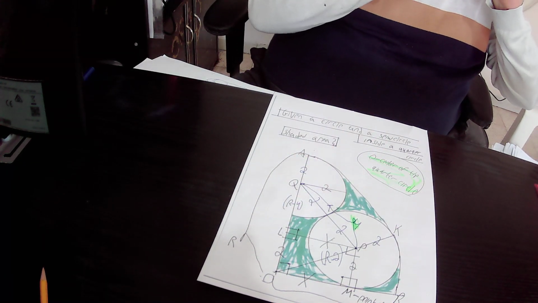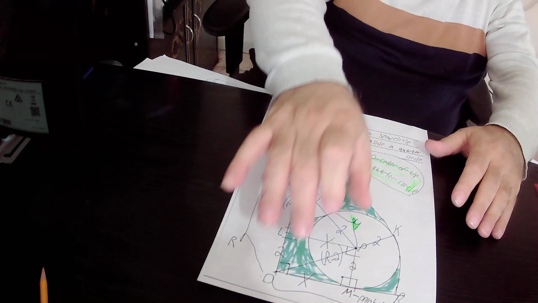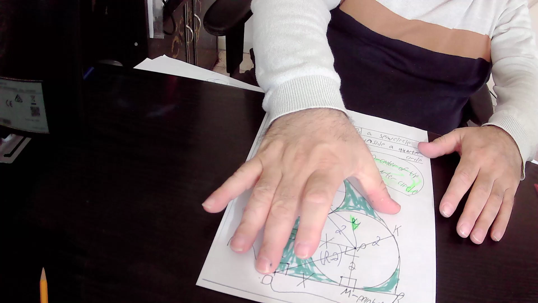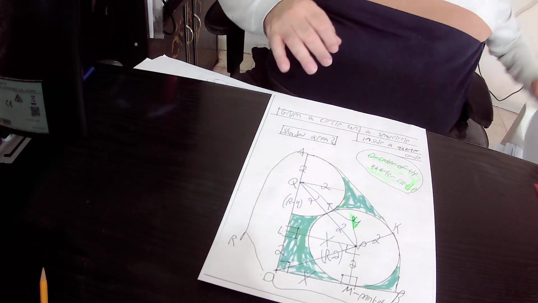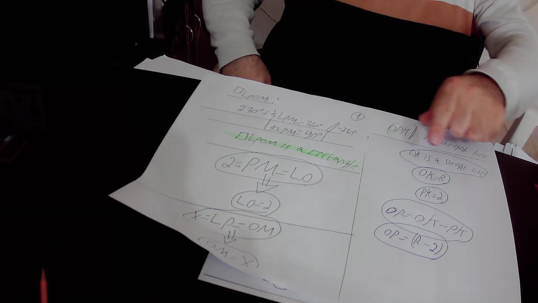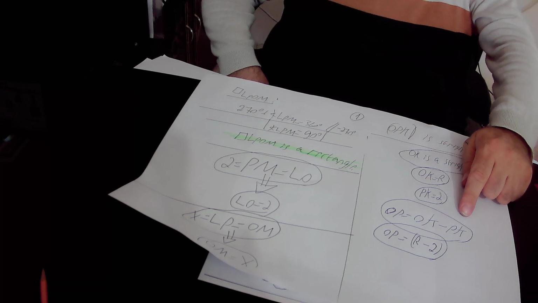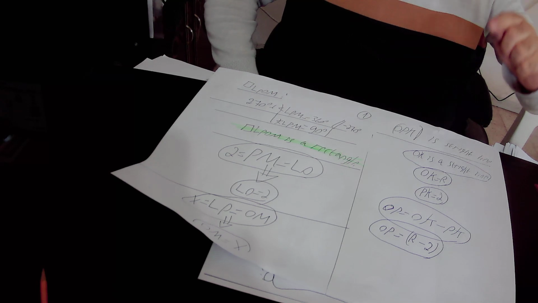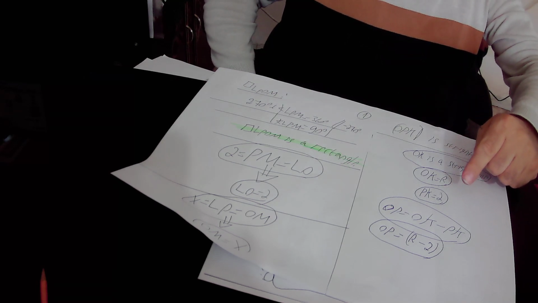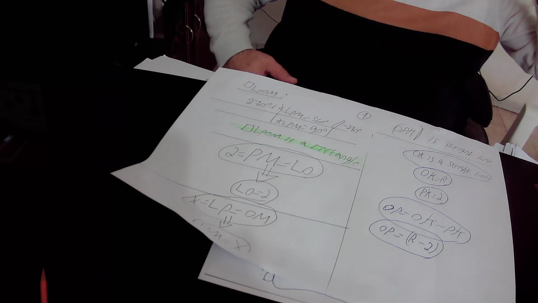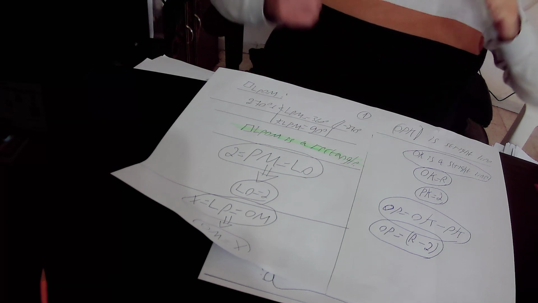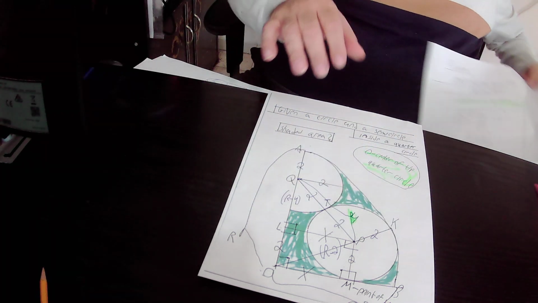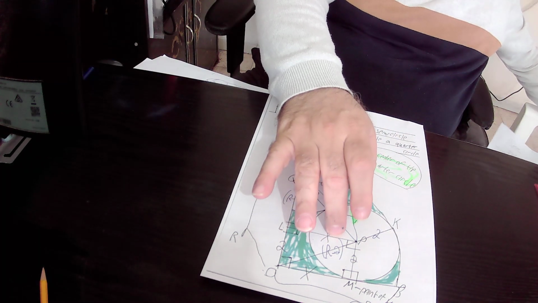From the drawing, it is very easy to see that OP equals OK minus PK. OK equals capital R, it is the radius of the quarter circle, minus PK. PK equals 2 units, it is the radius of the circle. So in conclusion, we found out that OP equals capital R minus 2.